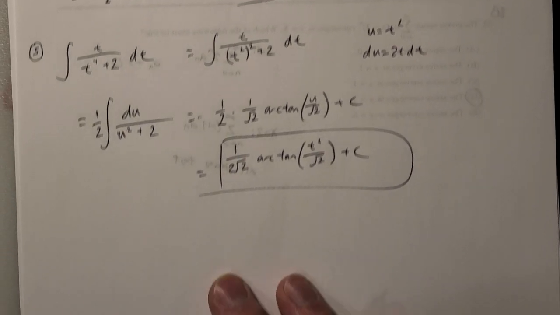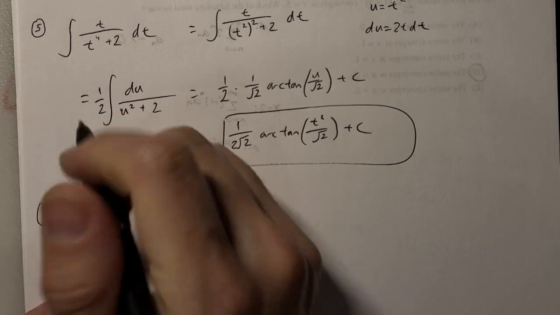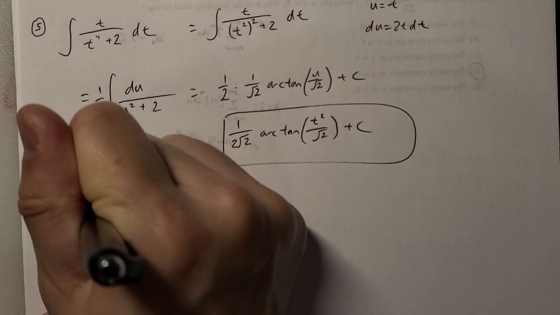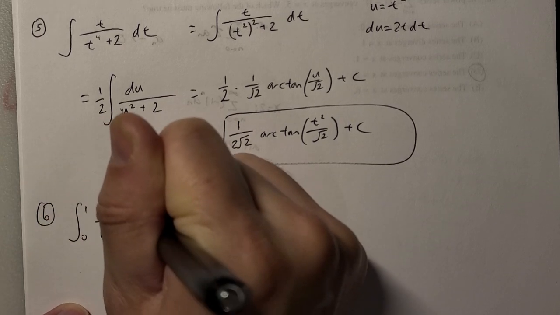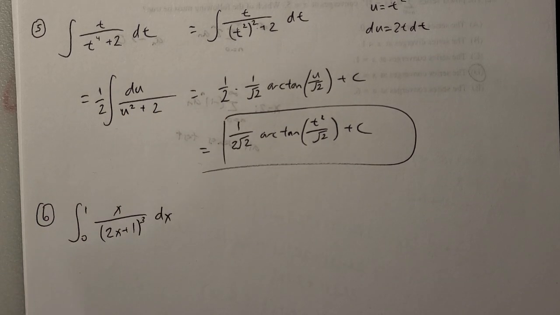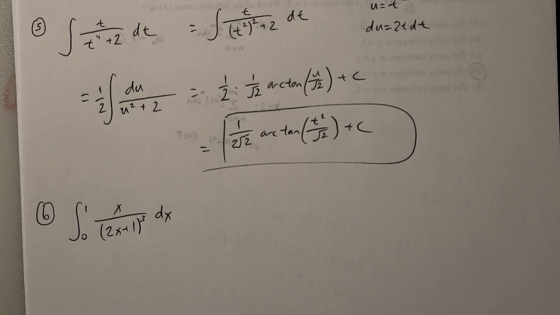Okay, and I guess I'll do one more, number 6. The integral from 0 to 1 of x over (2x plus 1) cubed dx. Okay, so how can we solve this?